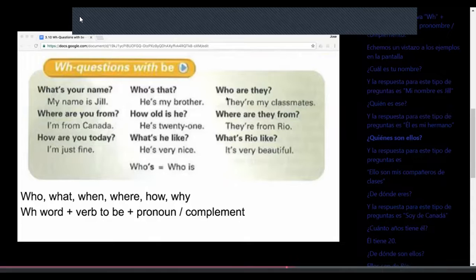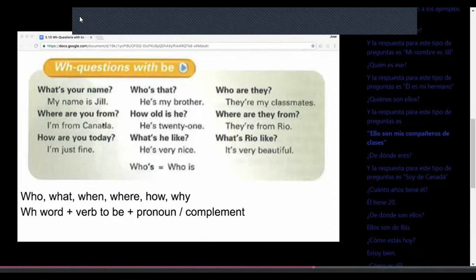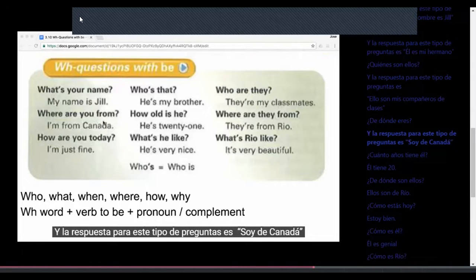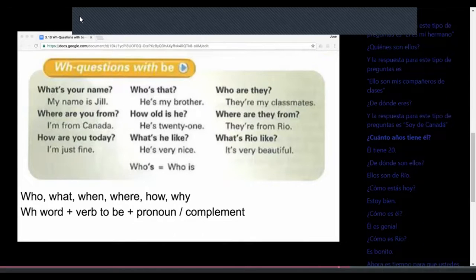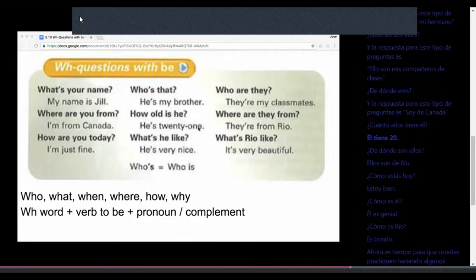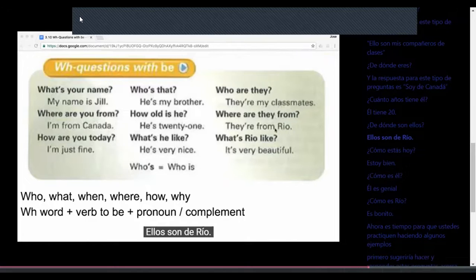Who are they? And the answer for that type of question is, they're my classmates. Where are you from? And the answer for that type of question is, I'm from Canada. How old is he? He's 21. Where are they from? They're from Rio.